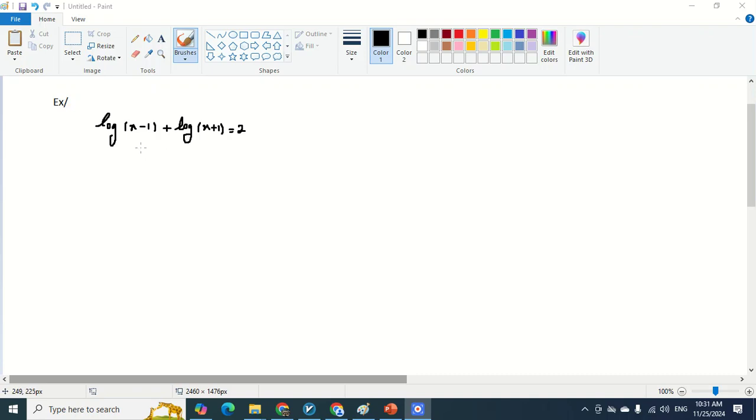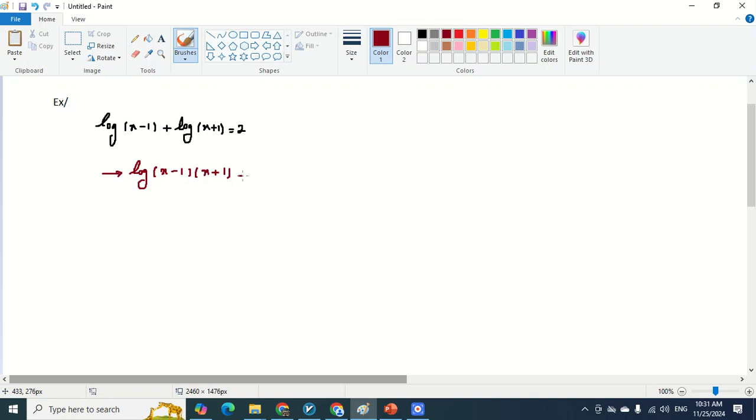So since the basis of this logarithm is not given, it means that the basis is 10, and we have the addition of two logarithms. Based on a property of logarithms we can rewrite that expression as follows. We can keep the basis as 10 and multiply x minus 1 by x plus 1, and if you just calculate that expression, the result will be x minus 1 times x plus 1 is equal to 2.